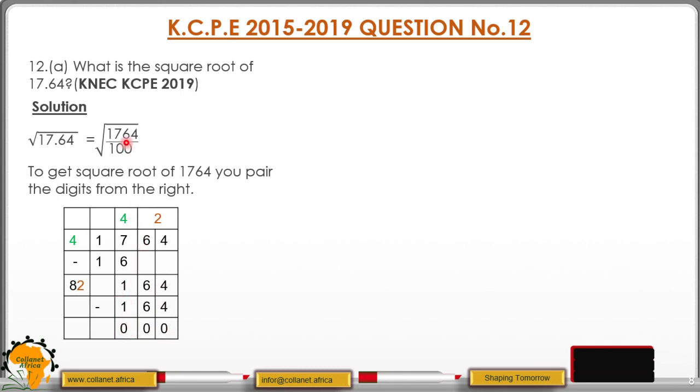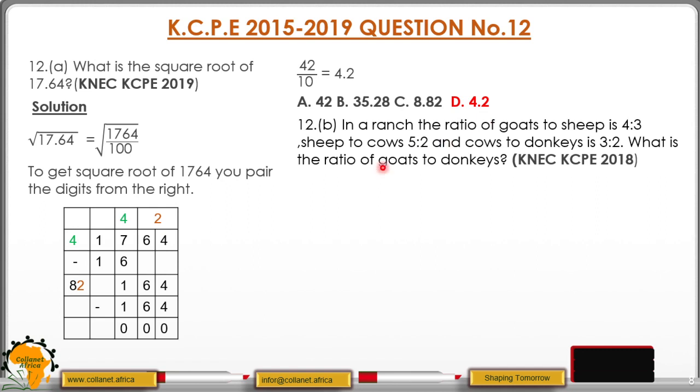So the square root of 1764 is 42. After you have gotten that, the square root of 100 is 10. Therefore, the answer is 4.2. The choice is D.